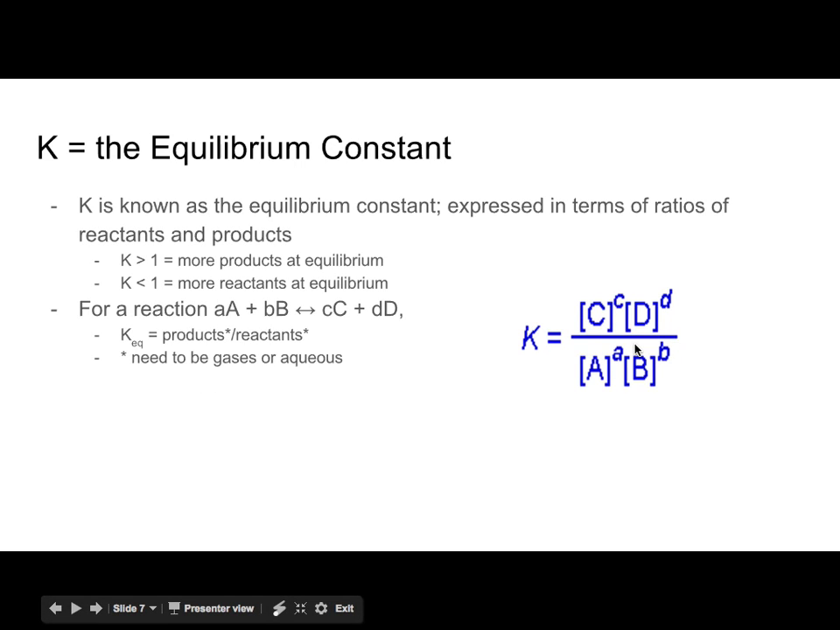The way that we show that equilibrium is happening is with a constant. And we call this constant K, because K just turns out to mean any type of constant.